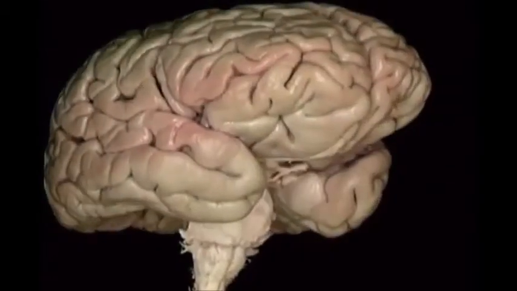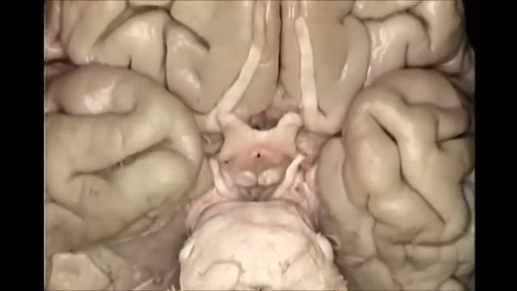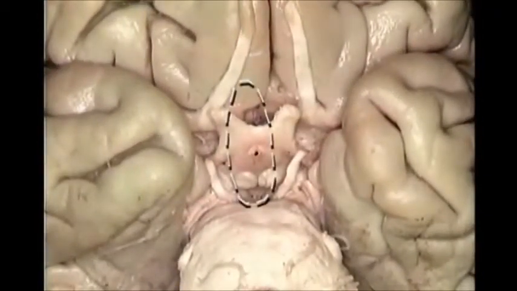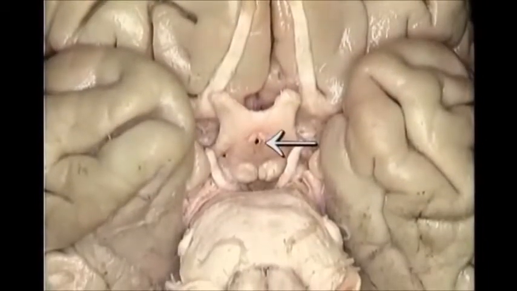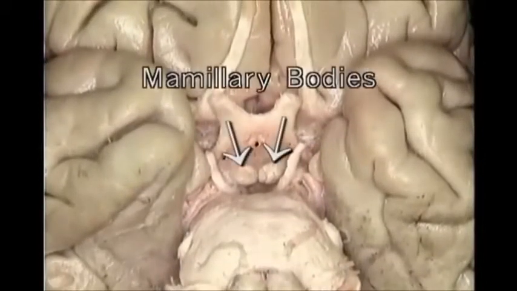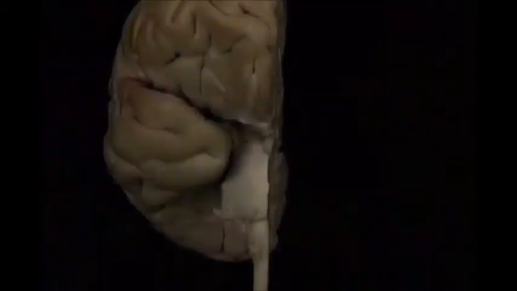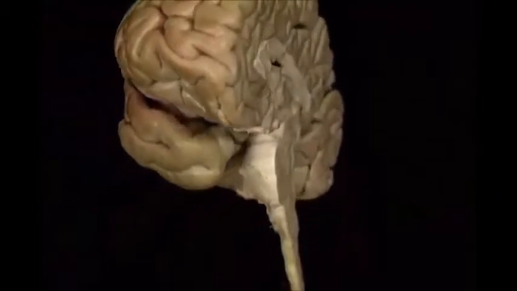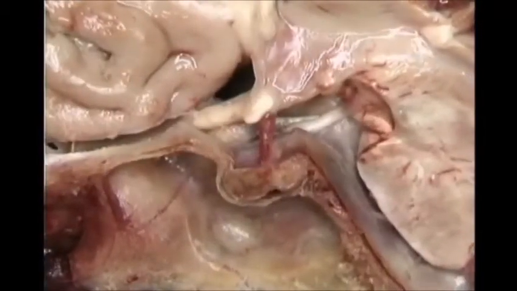We'll return now to the underside of the cerebrum to look at the structures that form the floor of the third ventricle, which is here. Here's the optic chiasm. Behind it, this tubular structure that's been divided is the infundibulum, the stalk of the pituitary gland. These two projections are the mammillary bodies. To see how the pituitary gland is attached to the brain, we'll look at an intact specimen divided in the midline.